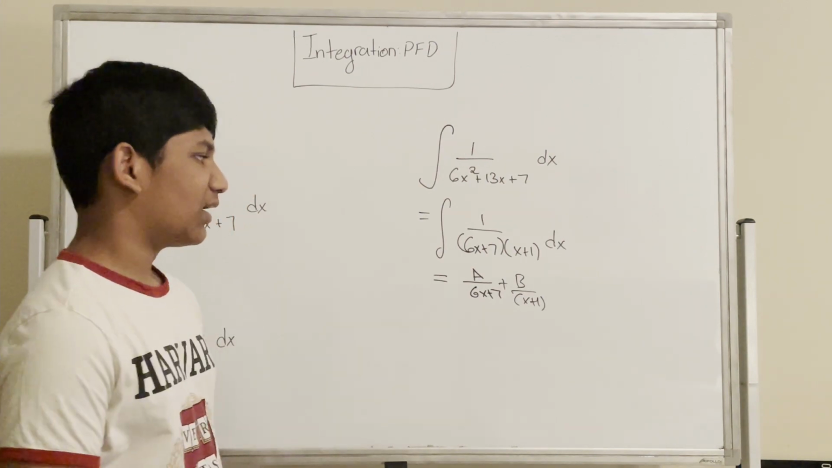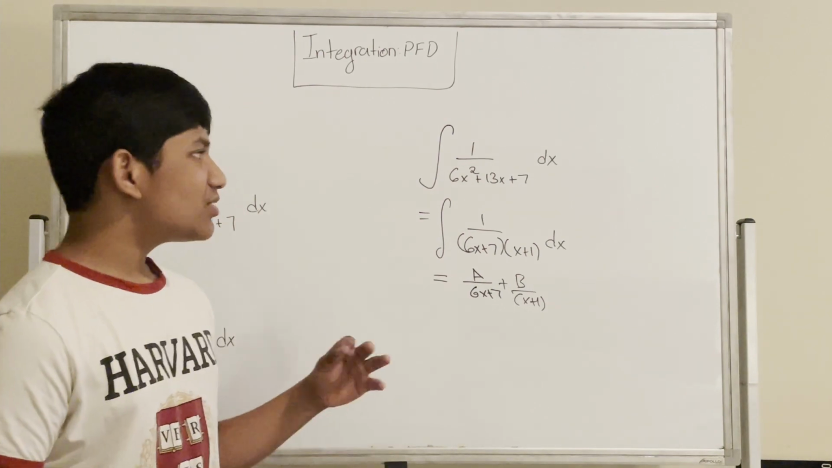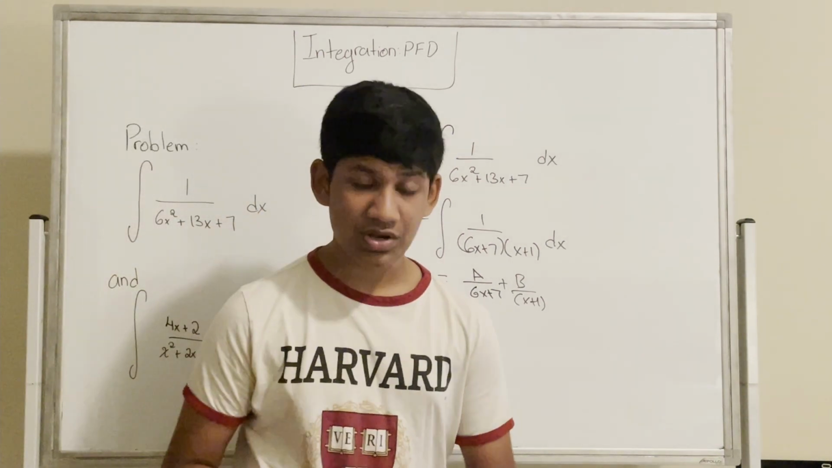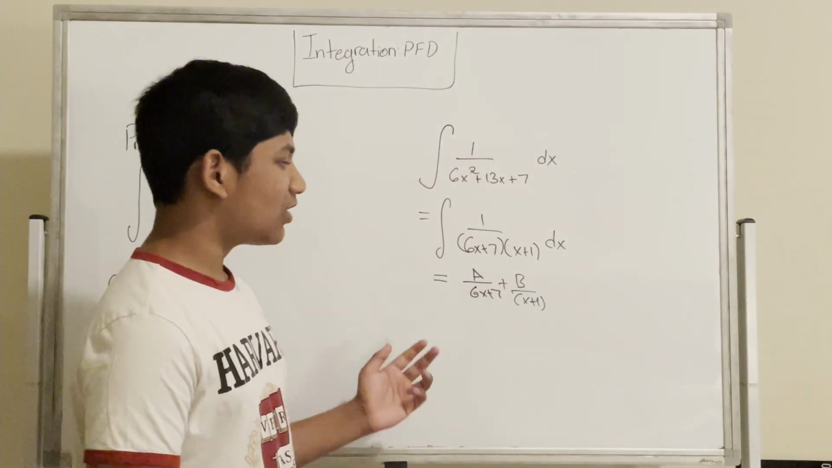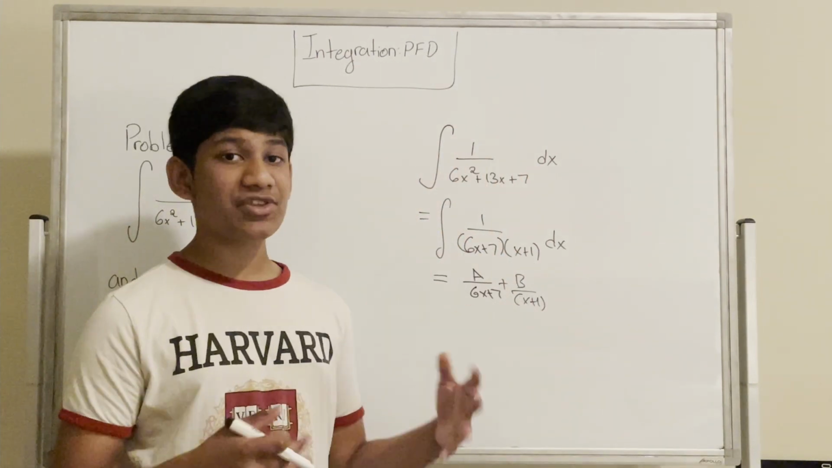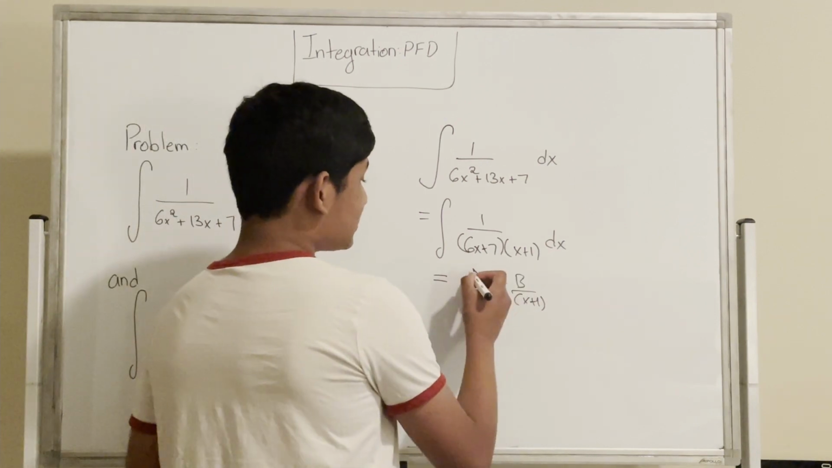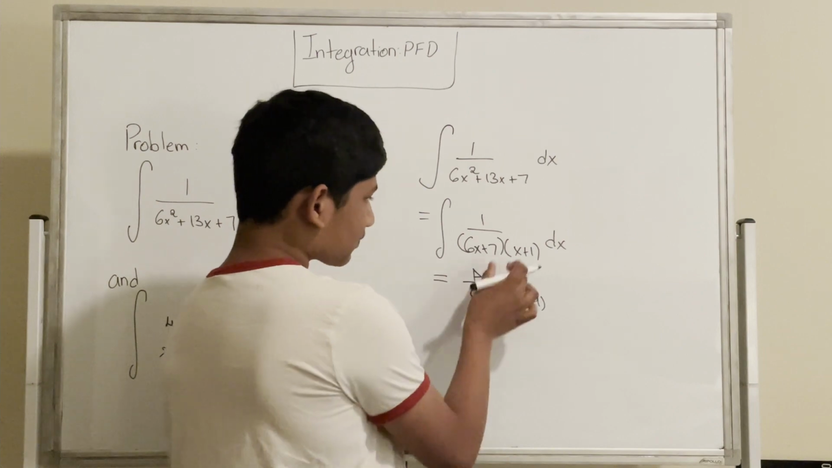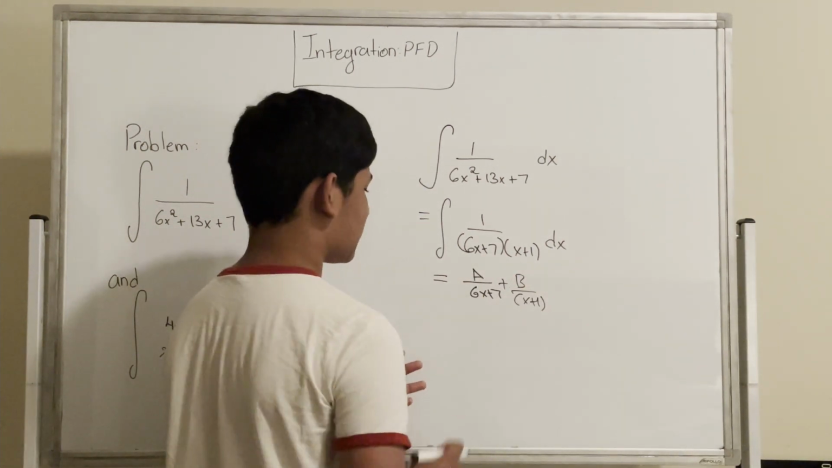Now you may be wondering, where did the A and B come from? Well, we're trying to find the numerators. So that's the thing with partial fraction decomposition. We already have the denominators. We're just trying to find the numerators themselves. So that's the specific algebraic step that we have to do. Now, we substitute these with A and B. So we can split these into A/(6x + 7) plus B/(x + 1).